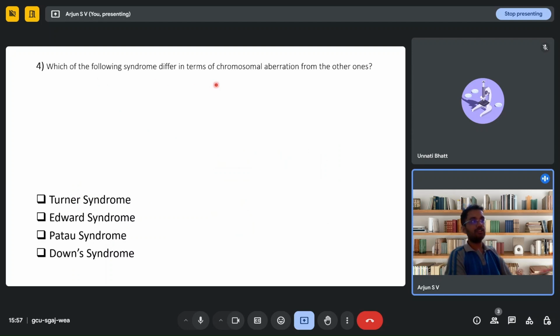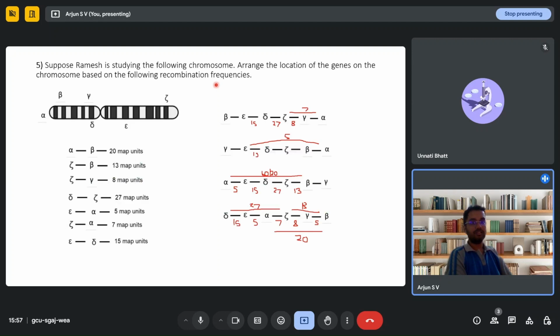Which of the following syndromes differ in terms of chromosomal aberration from the other ones? Answer is Turner syndrome. Suppose Ramesh is studying the following chromosome. Arrange the location of the genes on the chromosome based on the following recombination frequencies. We did some math and we found out that this set of chromosomal mapping is the correct location of the genes.